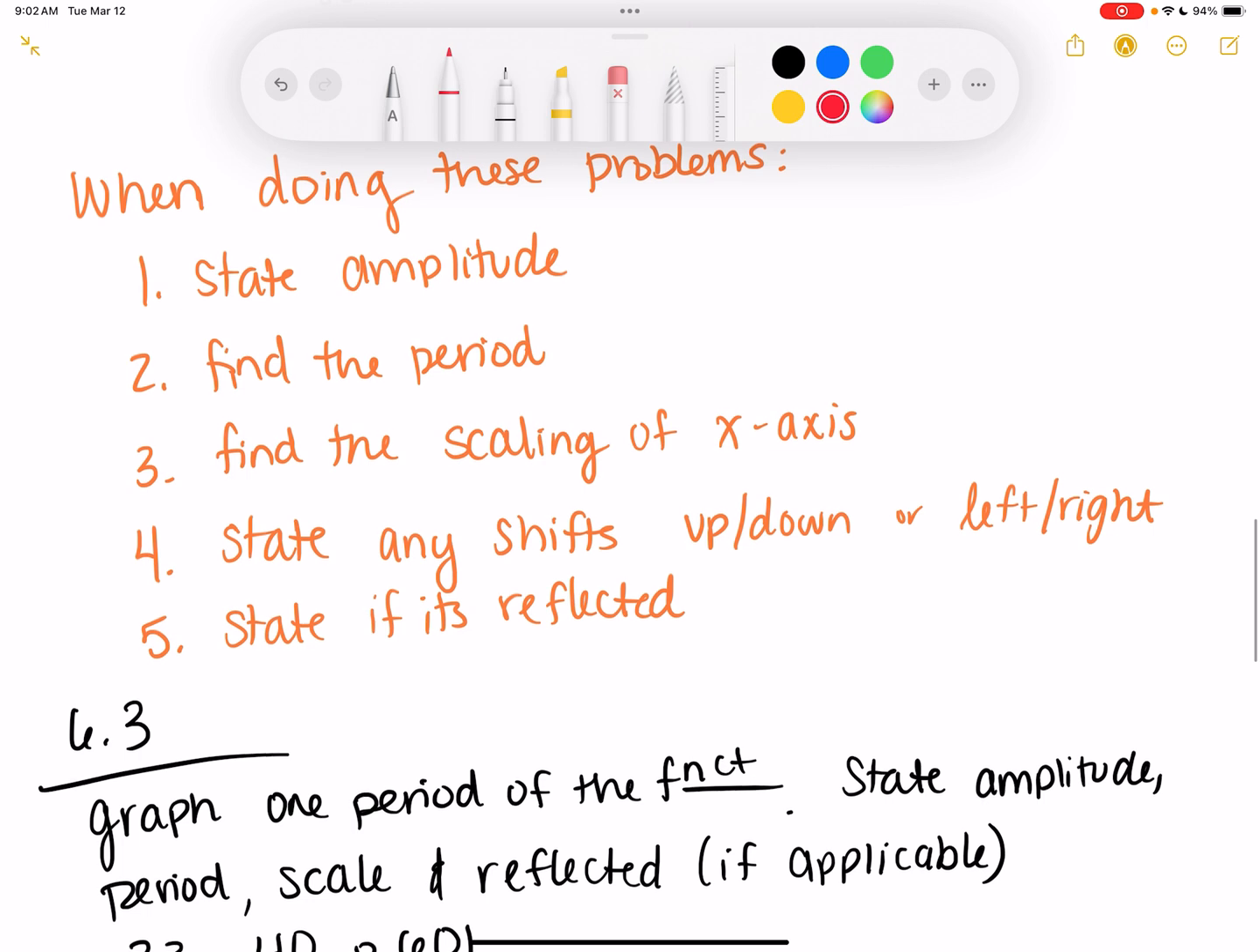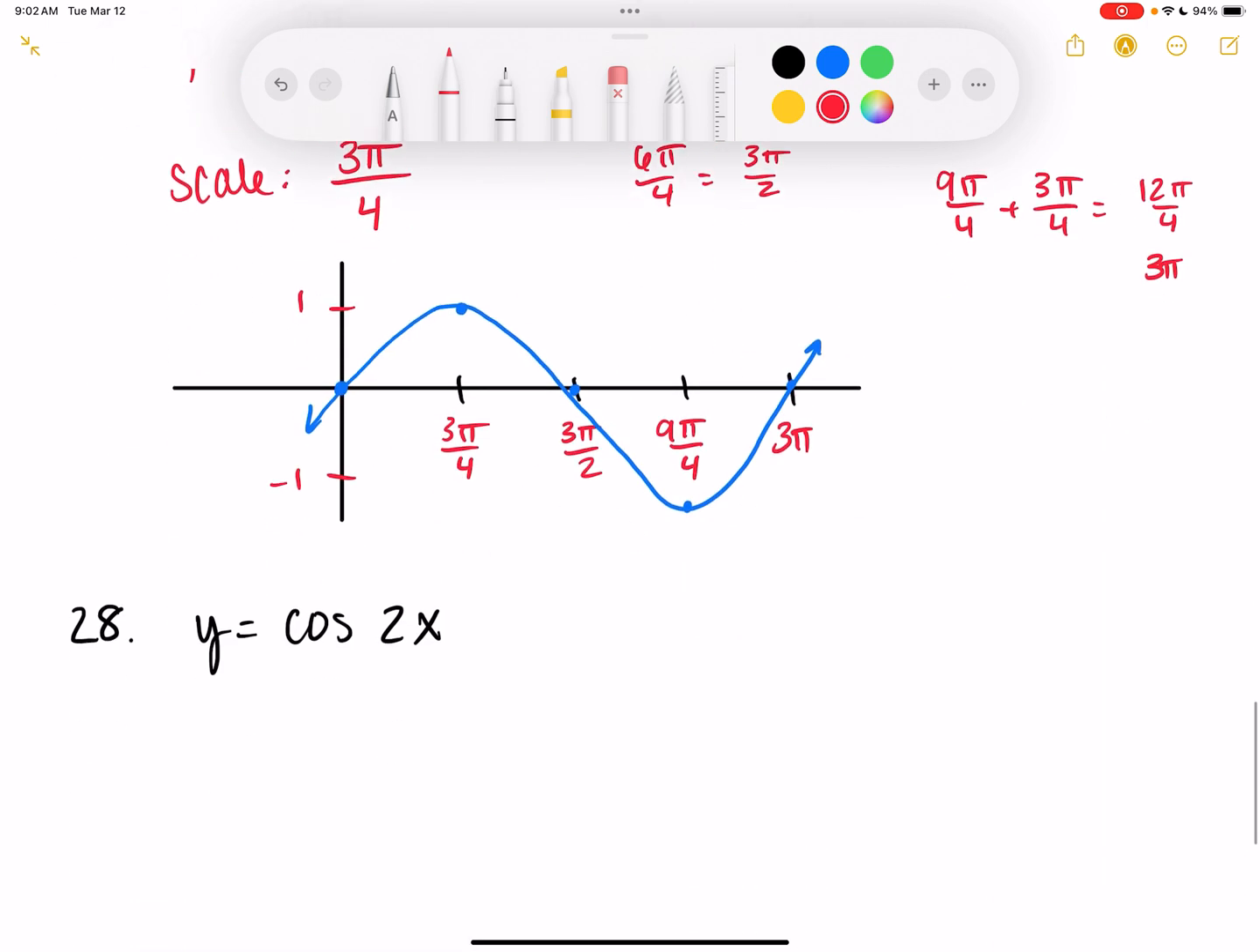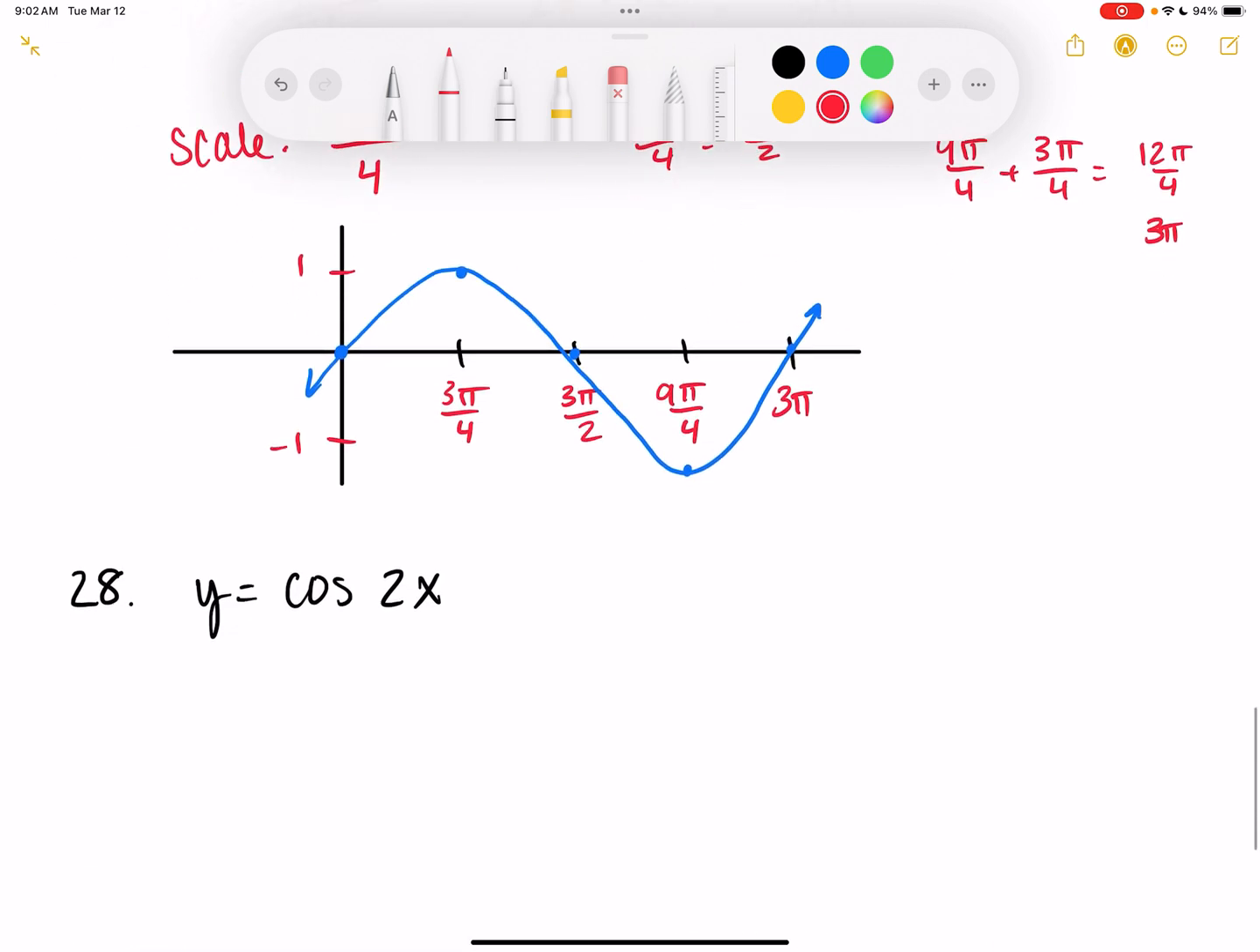State the amplitude. The number in front of cosine is 1, so the amplitude is equal to 1. What's next? Step 2: find the period.